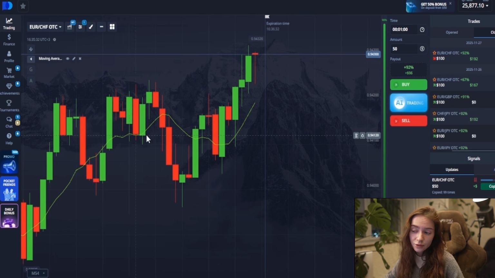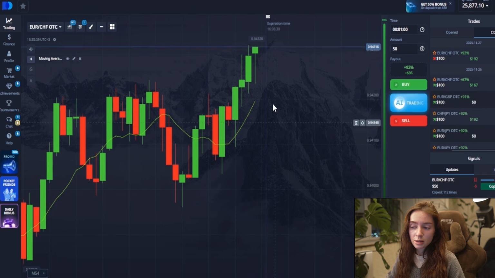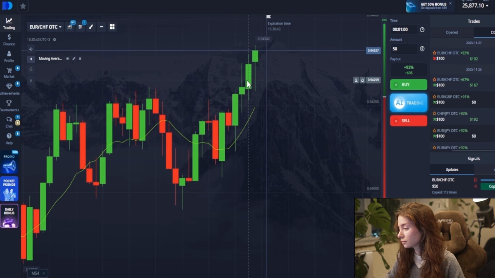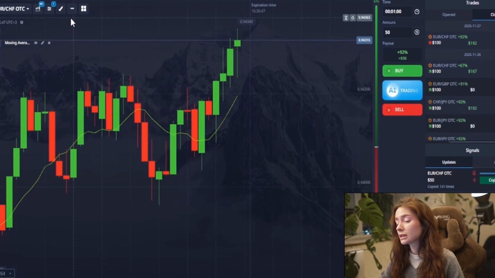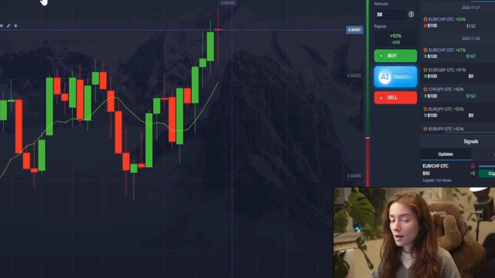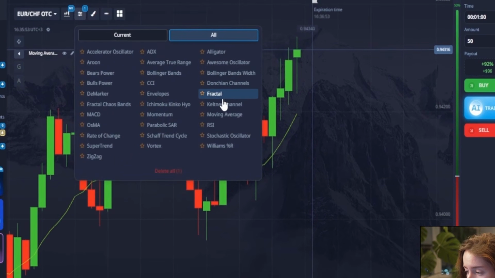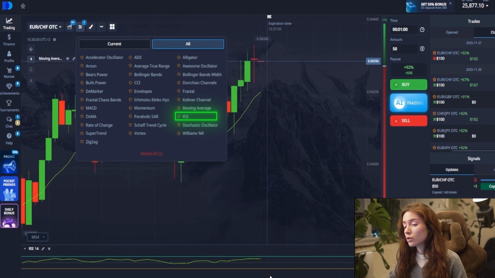So the simple strategy based on this indicator is to trade in the direction of the trend. When the price is above the moving average line, the trend is upward. I often use this indicator paired with another one called RSI.